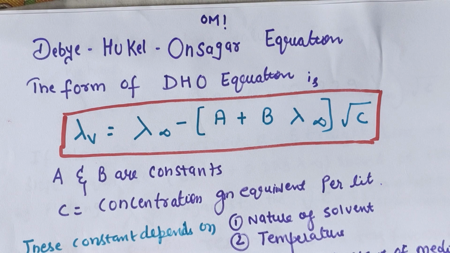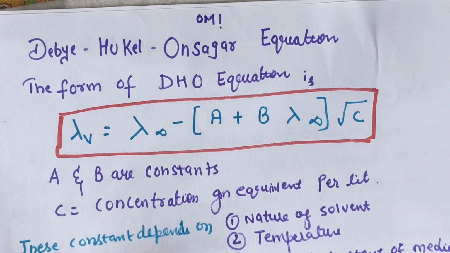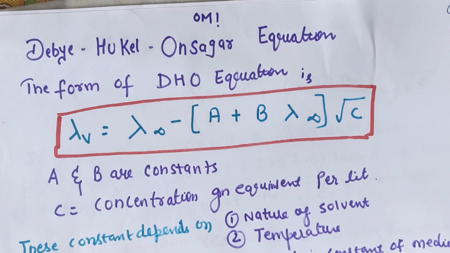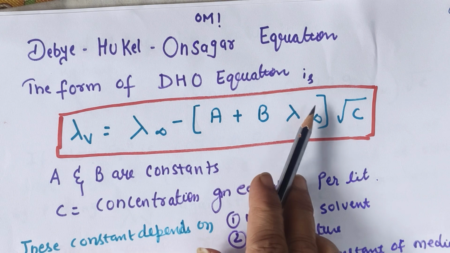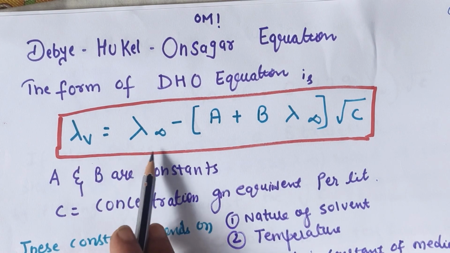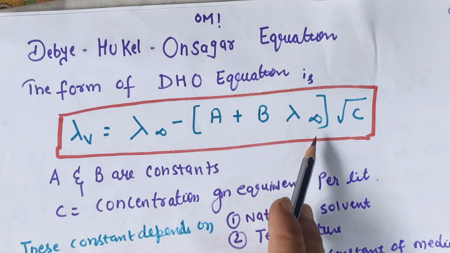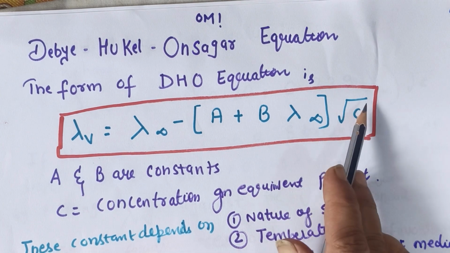Today we are going to study the important Debye-Huckel Onsager equation. This is a very important equation for all the students who are studying electrochemistry. This equation is given by Debye-Huckel and later on it was modified by Onsager. The simple form of this equation is lambda v equals lambda infinity minus (A plus B lambda infinity) into square root of c.